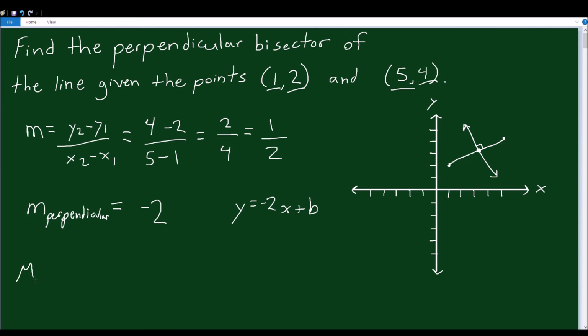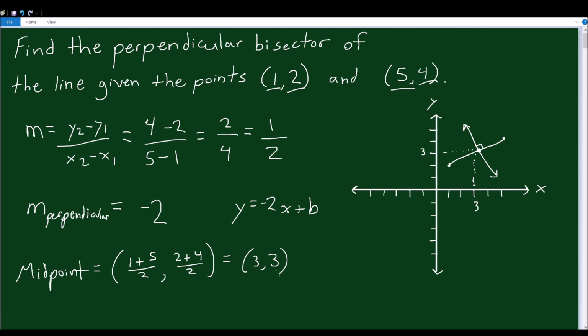The midpoint is equal to the average of the x's and the average of the y's. So you average the x's, so 1 plus 5 over 2, and then you average the y's, 2 plus 4 over 2. And then you get (3, 3). So this point here is (3, 3).